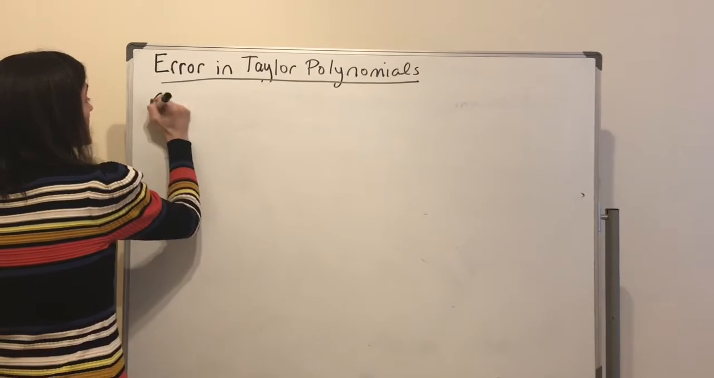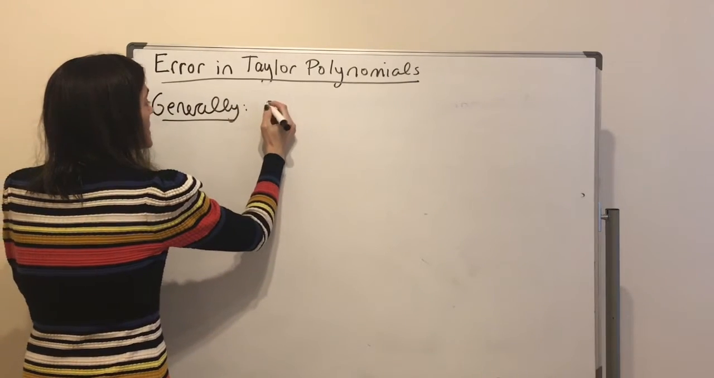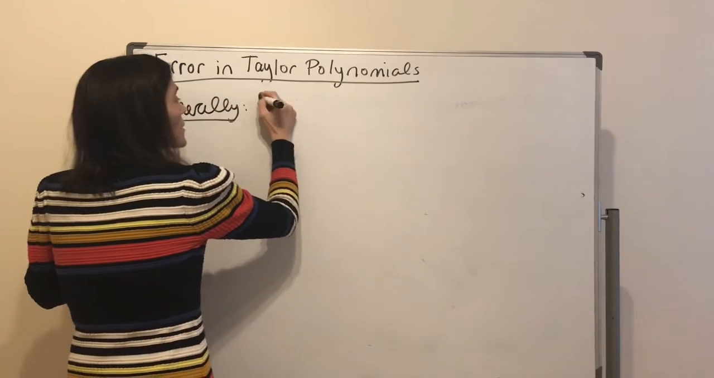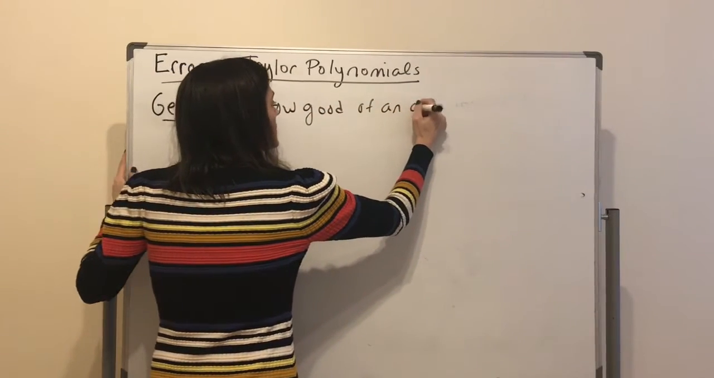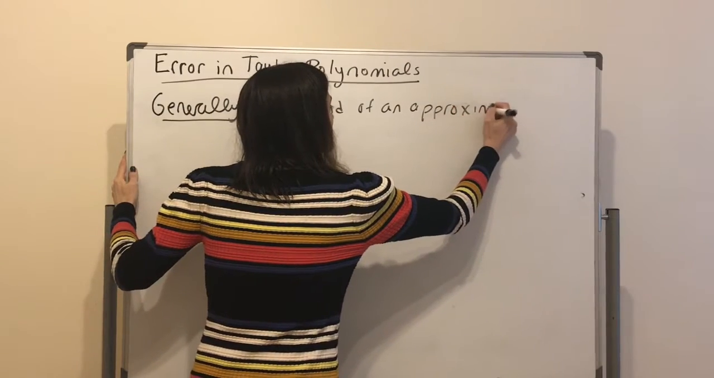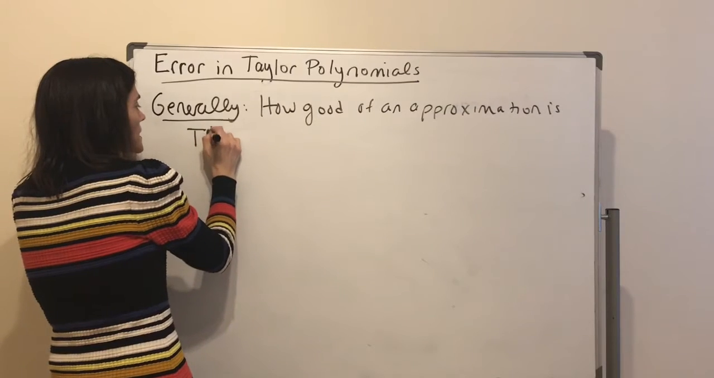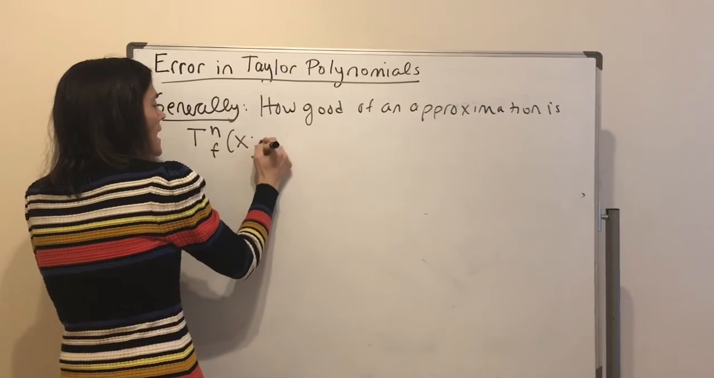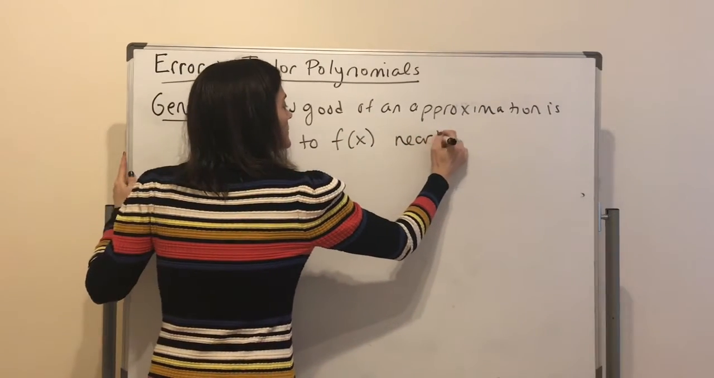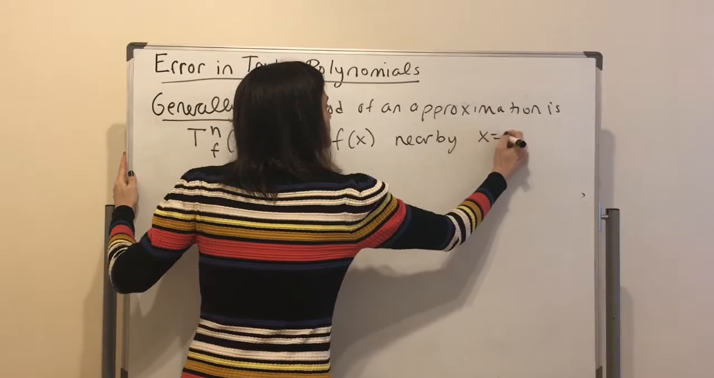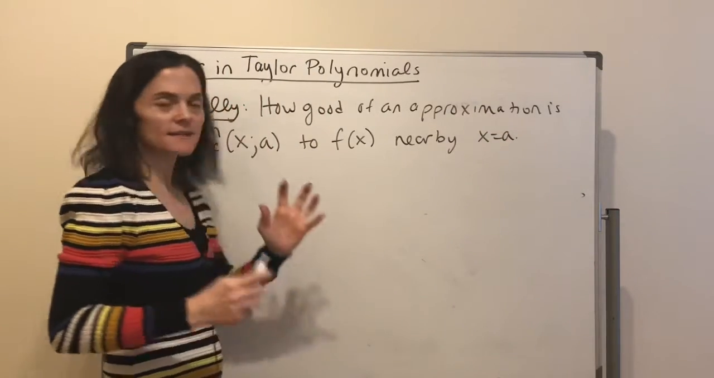Okay, so generally, we have a function, f of x, and we want to know how good of an approximation is this T_n f(x, a) to this nearby the center. Okay? Well, to do this, we have to discuss error.